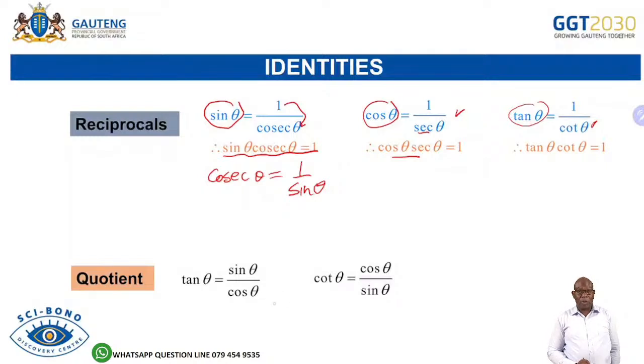The other ones, which are quotient identities, the tangent can be changed to sine theta over cos theta. The cot can be changed the other way around, so it will be cos of theta divided by the sine of theta, because the tangent and the cot are reciprocals. So that's why the one is sine theta over cos theta, the other one is cos theta over sine theta.